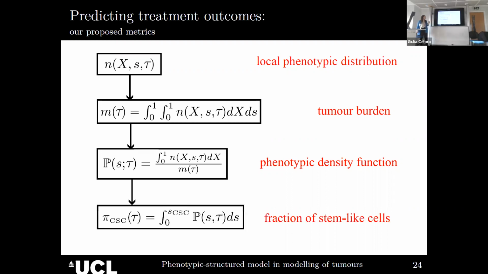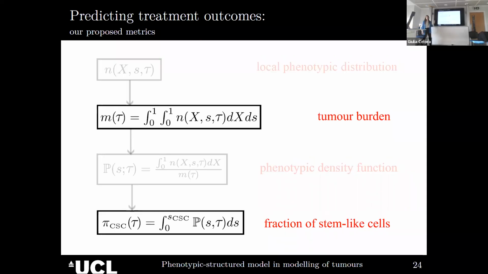And then to identify what stem cells are, because here we go back to this kind of dichotomy between a continuous stemness axis and having to define some stem cells, we impose a threshold and integrate the probability up to the threshold. That gives us basically the fraction of cells that are stem-like. And so these are the two predictors that we propose can tell us about treatment outcomes.